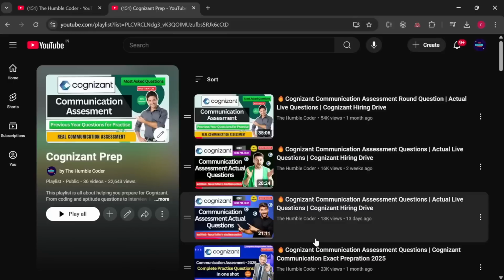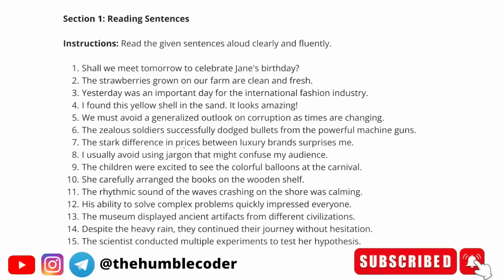So let's get started with the first section. Let's start by looking at the first set of questions that we have. In these questions, the instructions given to us are to read the given sentences aloud clearly and fluently. Basically, we will have sentences on our screen one by one. We need to read them aloud. I would highly suggest that before watching how I am pronouncing these sentences, you also try to read them aloud so that you get actual practice of how the questions will appear in your examination.